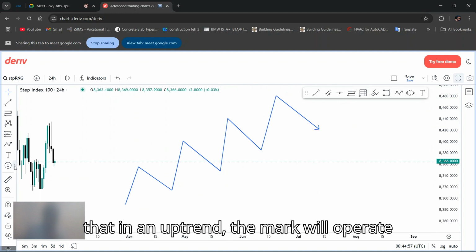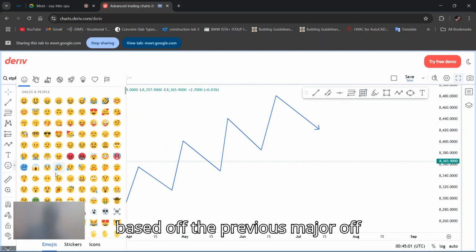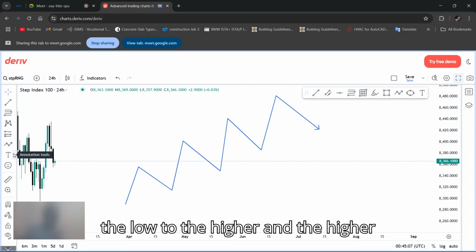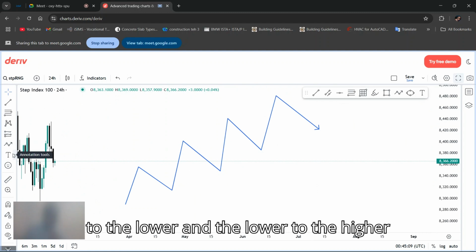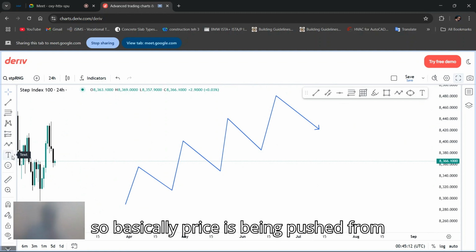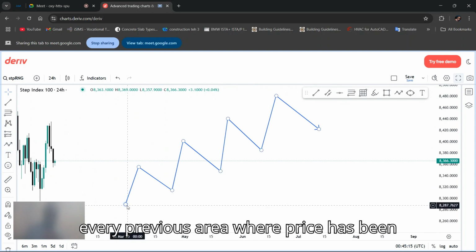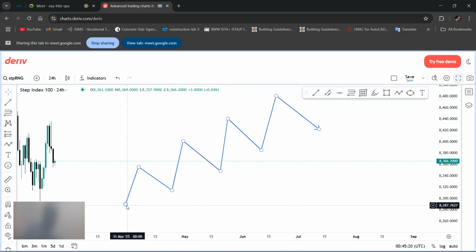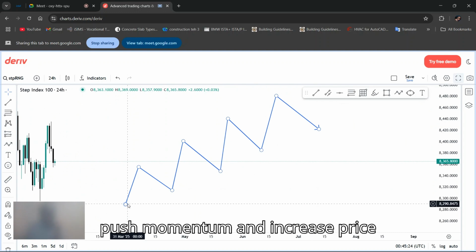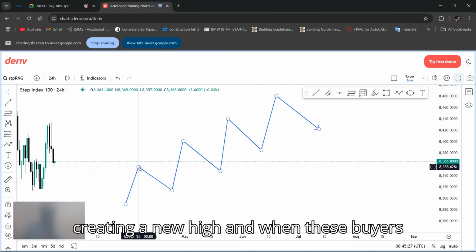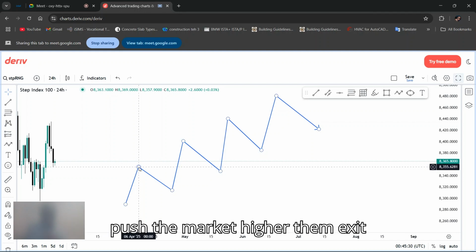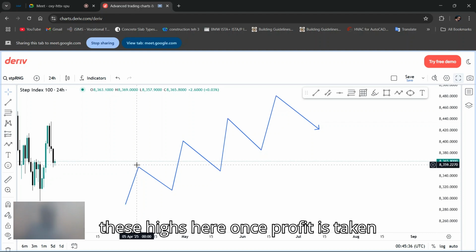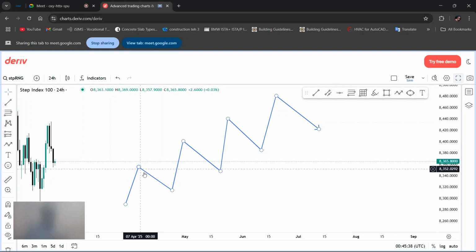that in an uptrend, the market operates based off the previous measure of movement, from the low to the higher, and the higher to the lower, and the lower to the higher. So basically, price is being pushed from every previous area where price has been before. So the lower part of the market, the low, pushes momentum and increases price, creating a new high. When these buyers push the market higher, they exit or take profit at these highs here. Once profit is taken, the market pulls back to discount.